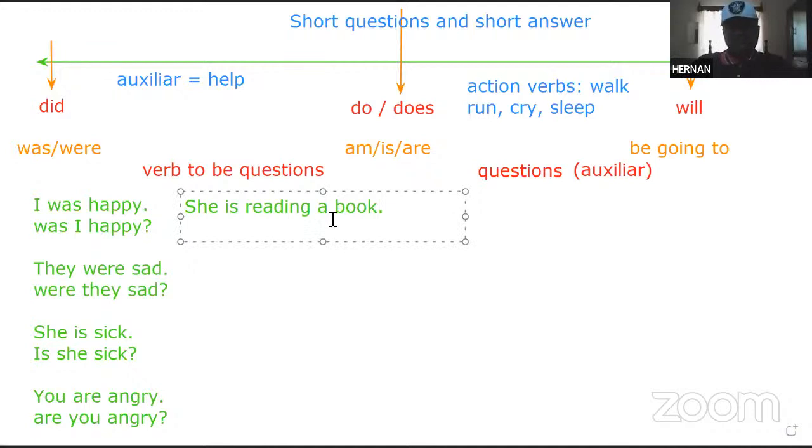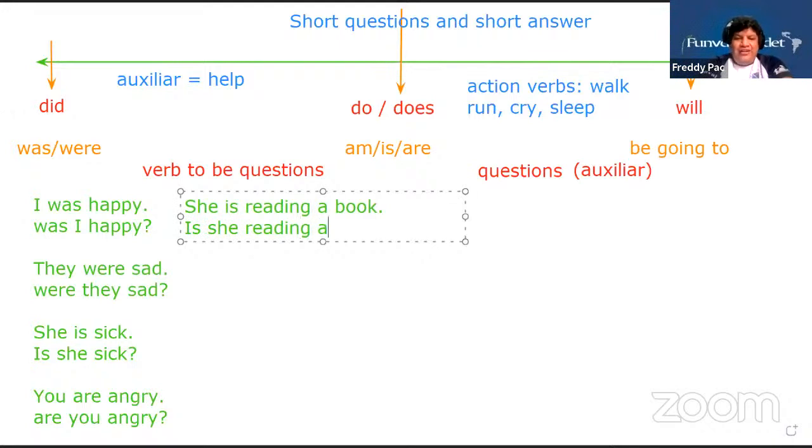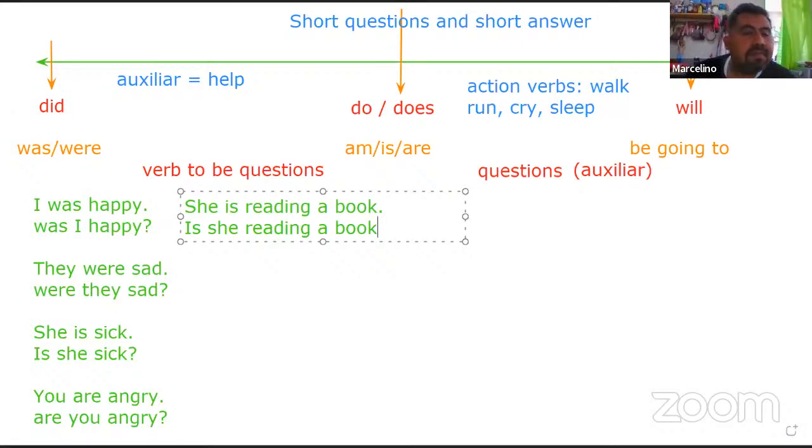Is she reading a book? Exactly. And the rest of the sentence continues the same. I only change the order of the verb to be and the personal pronoun, or the subject. Is she reading a book? And then what is the second rule? The question mark. You see? Very easy.